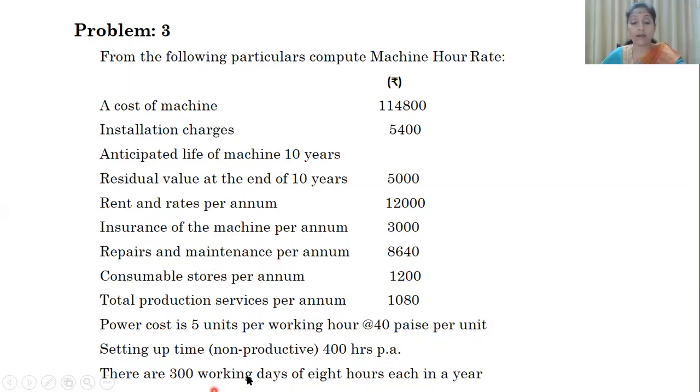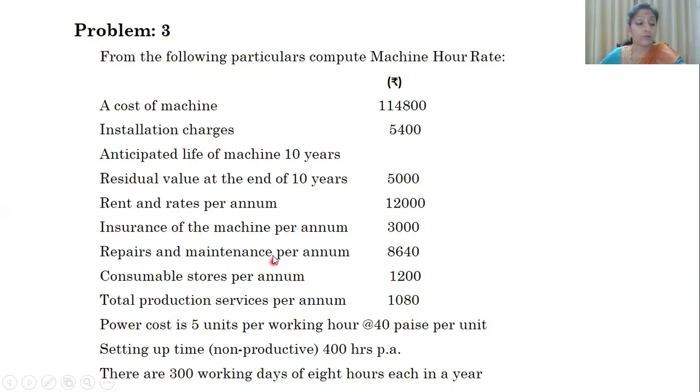There are 300 working days of 8 hours each in a year. Okay, 8 hours per day. Then one year has 300 working days. See, we have to divide the expenses into standing charges and variable charges.